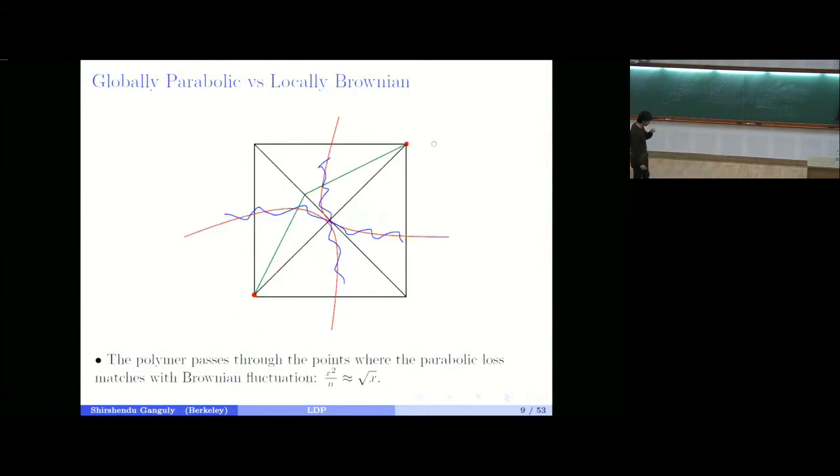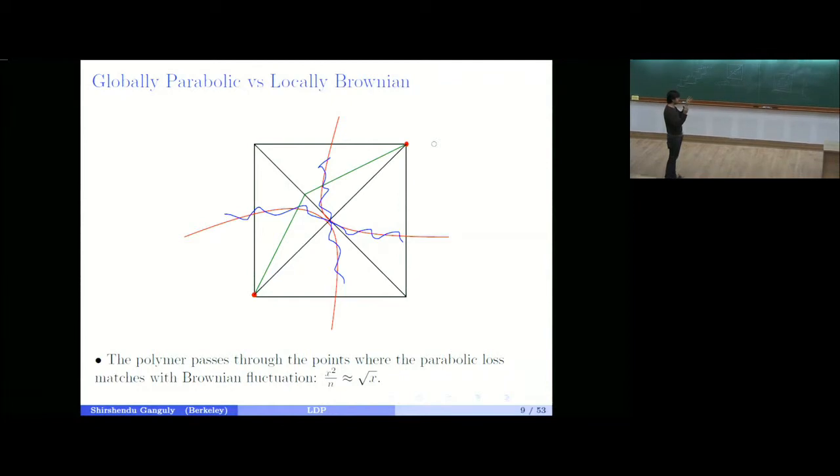Okay, so we said that the prediction is n to the 2/3 for this quantity. The transversal fluctuation should be like n to the 2/3. And I said that the real reason is something called globally parabolic versus locally Brownian. So what does that really mean?